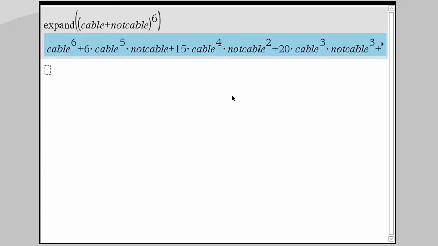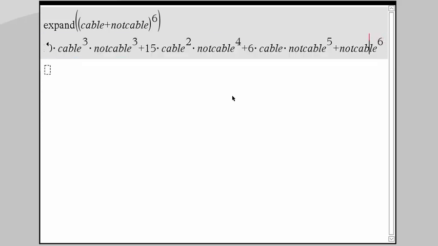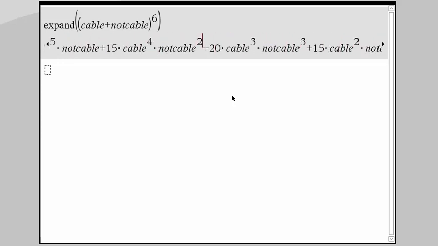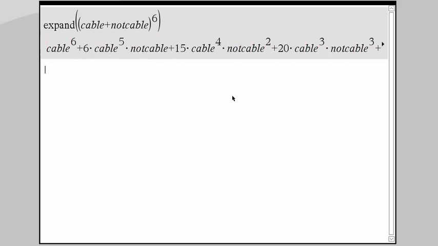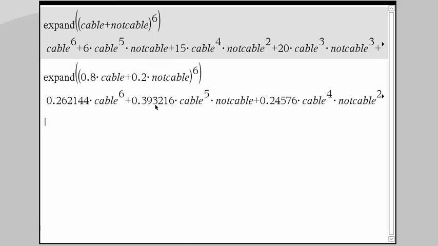I could hit the up arrow, and if I scroll to the right, then I can see all the rest of the polynomial and continue to scroll over. So it's just long, but I can get out all of the values that I needed to. Now, what if we played the exact same thing here? Now, it's trying to compute the probabilities. So instead of just having the variables, we're going to put in front of each one, 8 out of 10 households had cable, so 0.8 is the probability of that, and 0.2 is the probability of not having cable. And when I expand that, I now see all of the probabilities for each situation within the sample space.